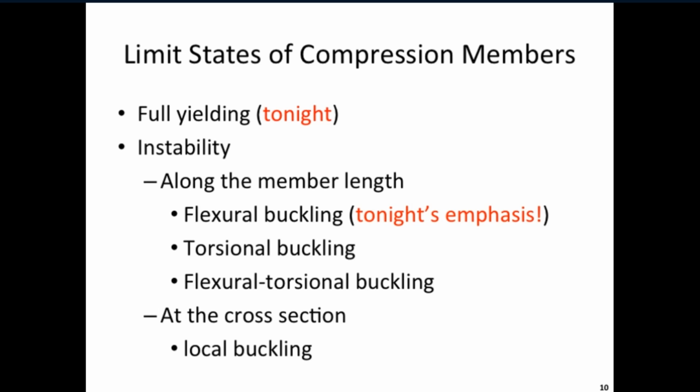Limit states of compression members. So we've got a bunch of different ones. The first one we could call full yielding. So we'll touch on that basically. And then instability. So it could be along the member length, and it could come in the form of flexural buckling, torsional buckling, or flexural torsional buckling. Or it could be at the cross section in the form of local buckling. And so tonight we're really going to look and focus on this flexural buckling aspect. But before going there, let's have a look at the full yielding.